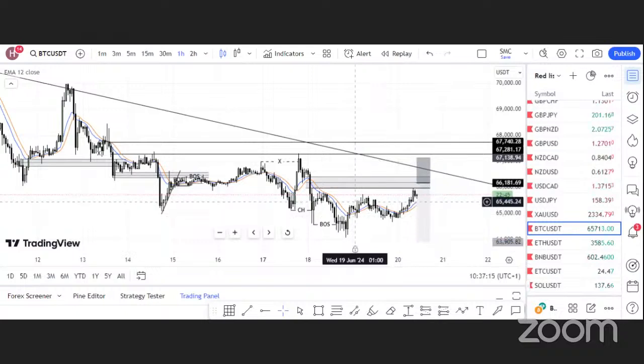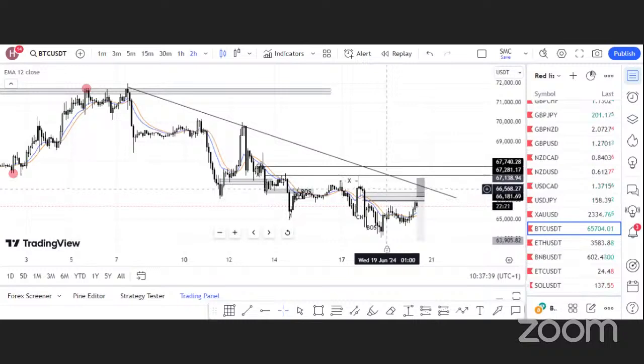The market is currently heading towards our fair value gap zone, and I want to see how the market is going to react to the fair value gap once it gets in there.